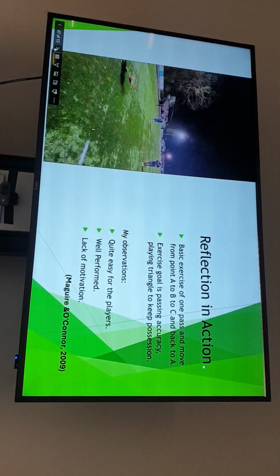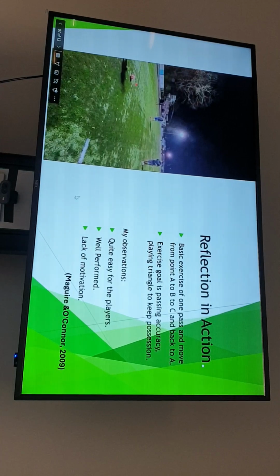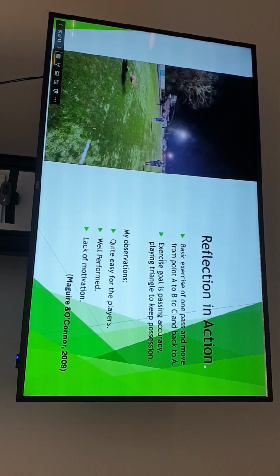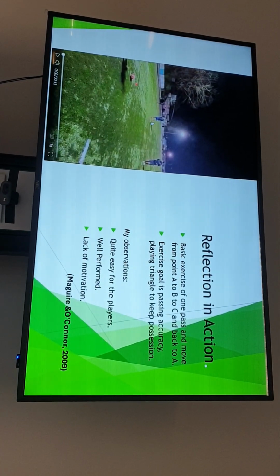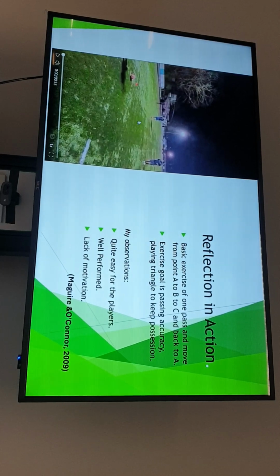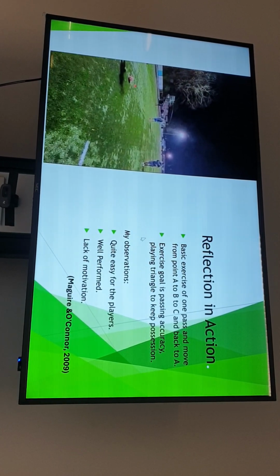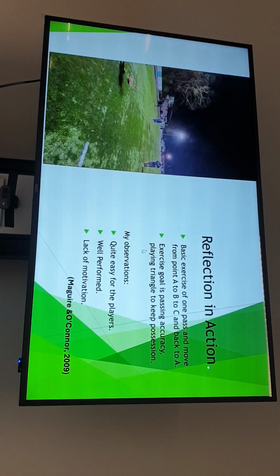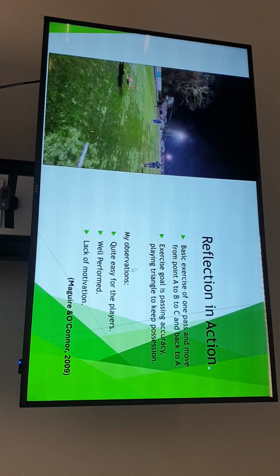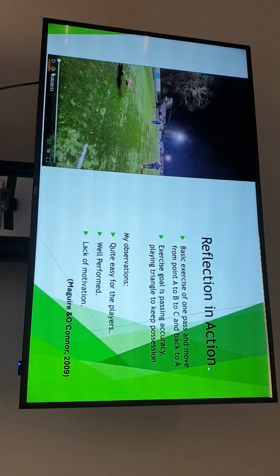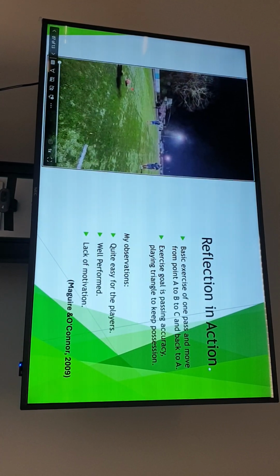Next slide is reflection in action. In this slide, this is the exercise that I explained earlier to the players in the previous video, and you can see the exercise goal is passing accuracy and playing triangles. So let's watch the video, then we're going to move to observation.